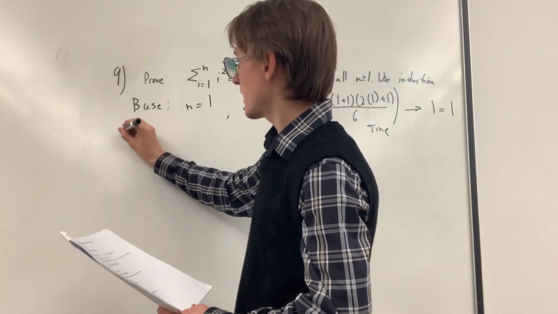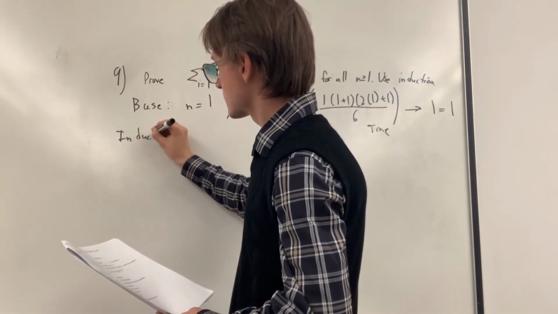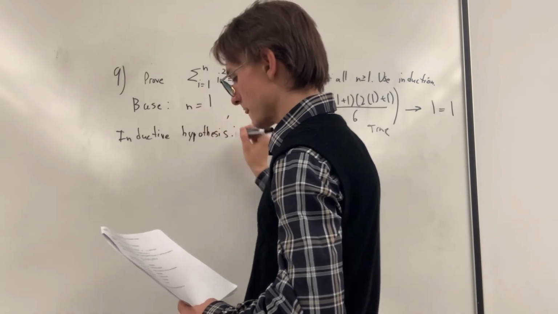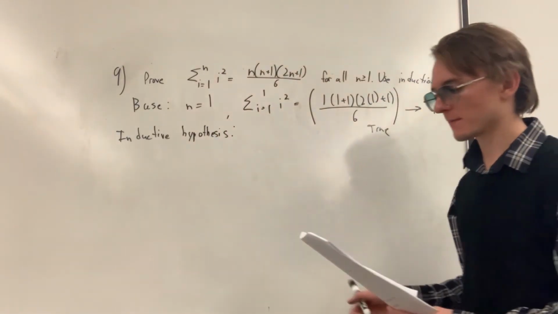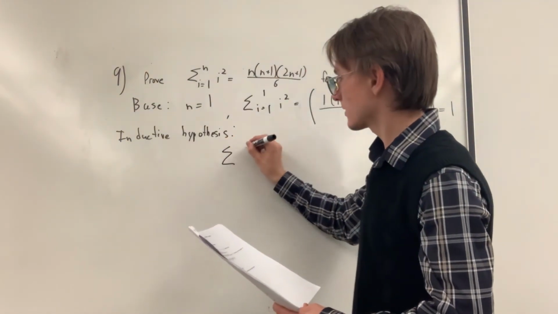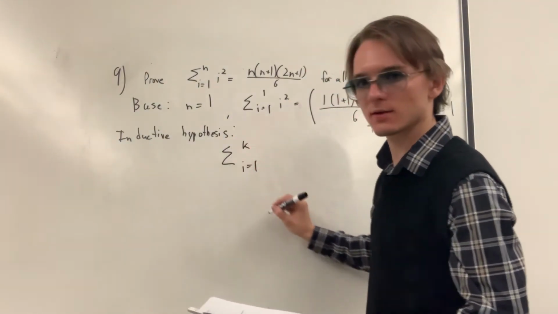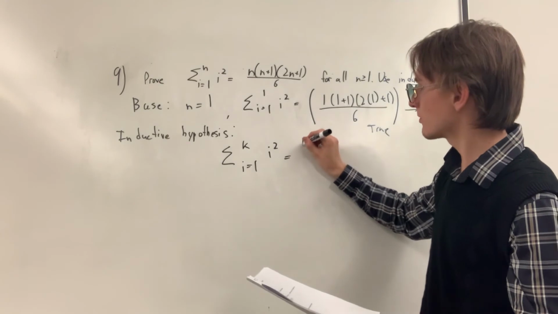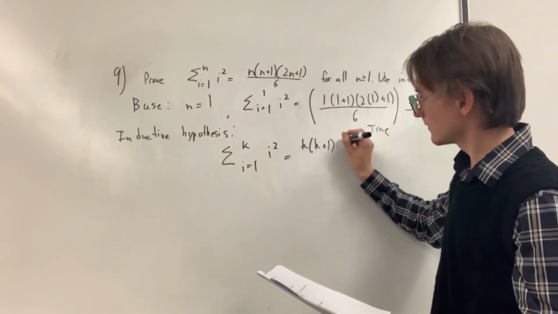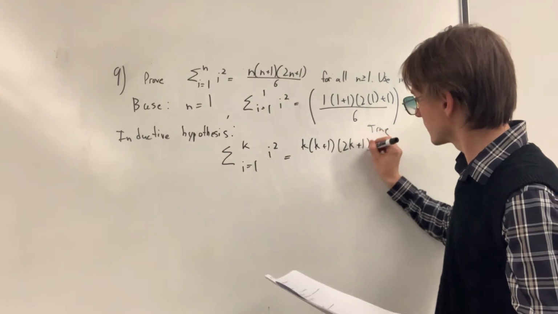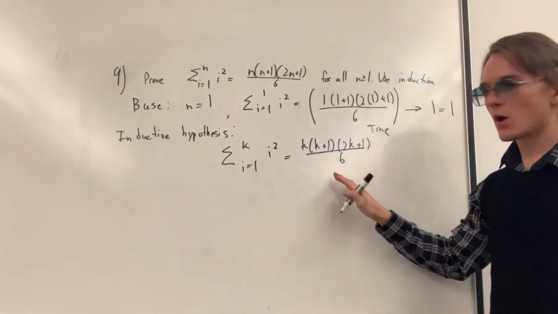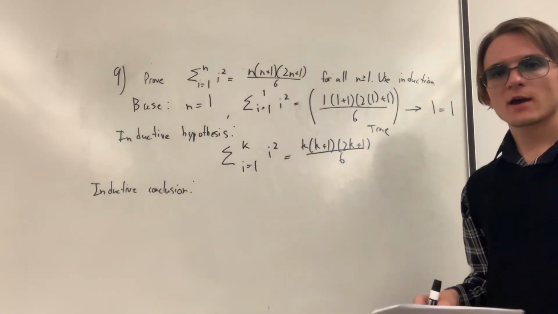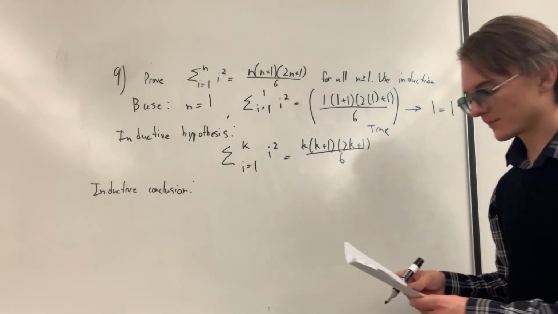Next, we have our inductive hypothesis. In other words, our assumption. So, we plug in k for n. We have the sum of i equal to 1 iterating through to k of i squared, and we assume this holds true: k times k plus 1, times 2k plus 1, all over 6. All we simply did was take this formula here and replace all n's with k. Next, we have our inductive conclusion that we need to prove. So we set it up.